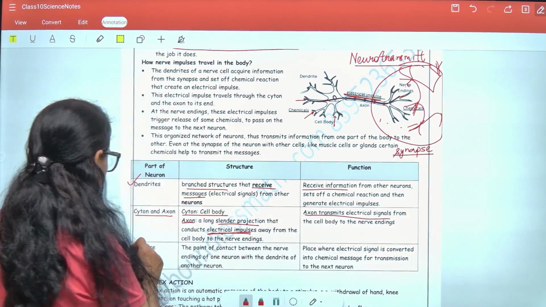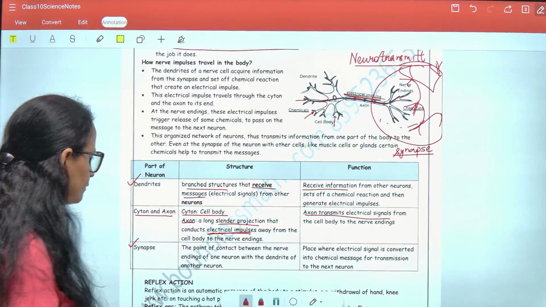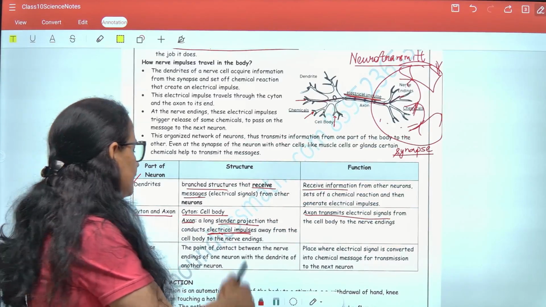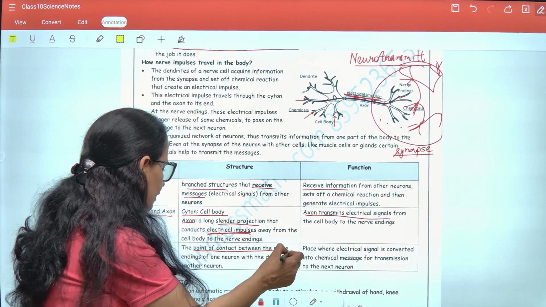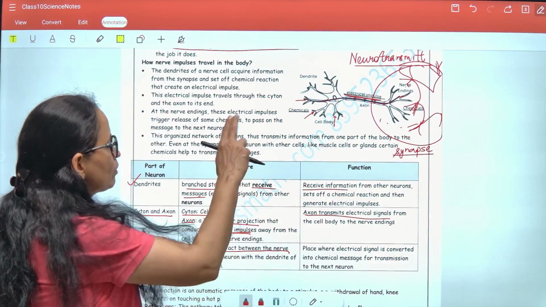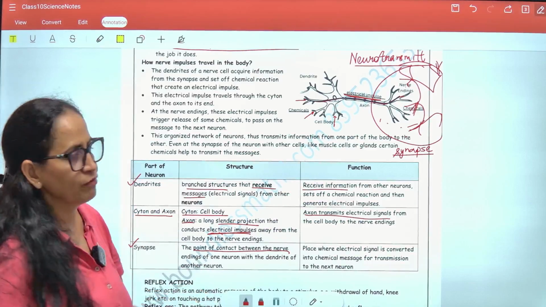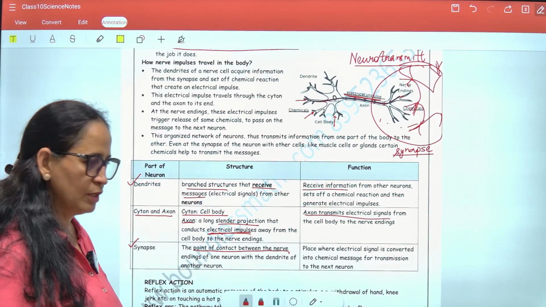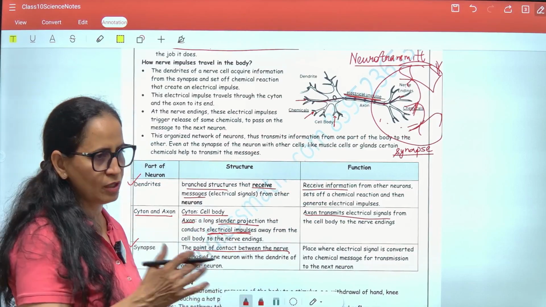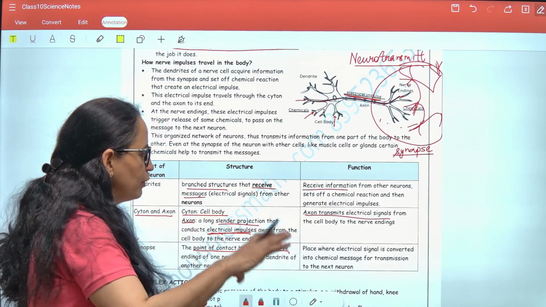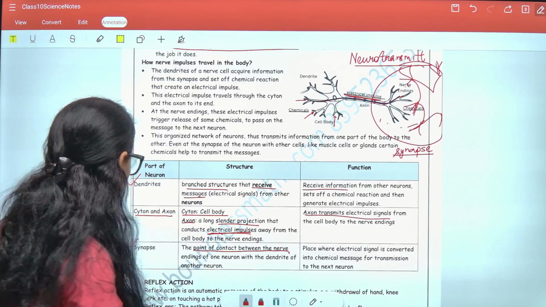Now what is the function of synapse? What is synapse? It is a point of contact between two nerve cells where the dendrites of one neuron and the nerve endings of another neuron meet, right? So that chemicals can be exchanged across them through the synaptic fluid present at the junction.